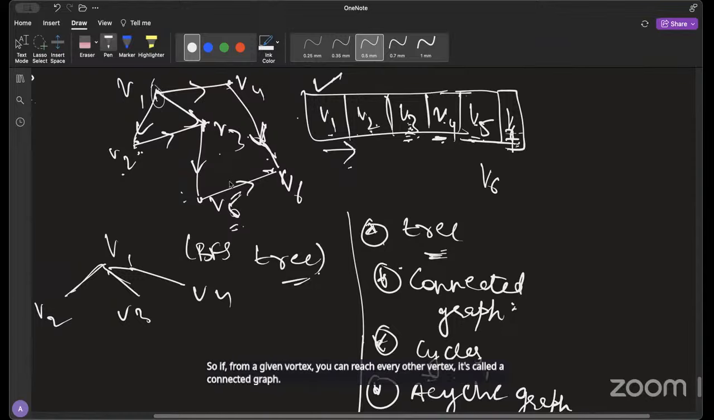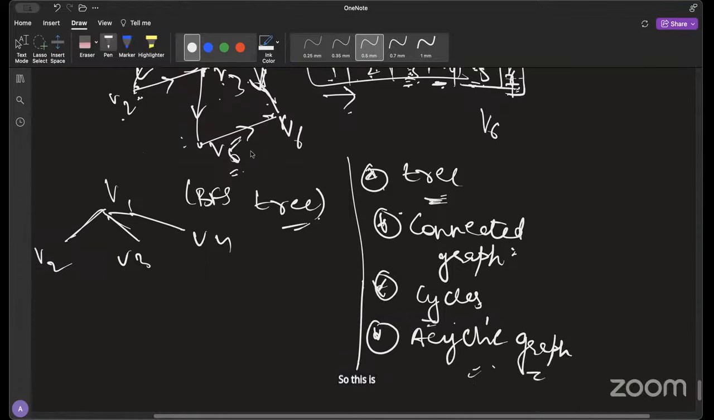Is this fine? As in, ma'am, for V1 you just check that you can visit every vertex from V1, right? Similarly, you will have to make sure that you can visit every other vertex from V2 and then from V3, and then you can say that it's a connected graph. So this is something in the directed case.